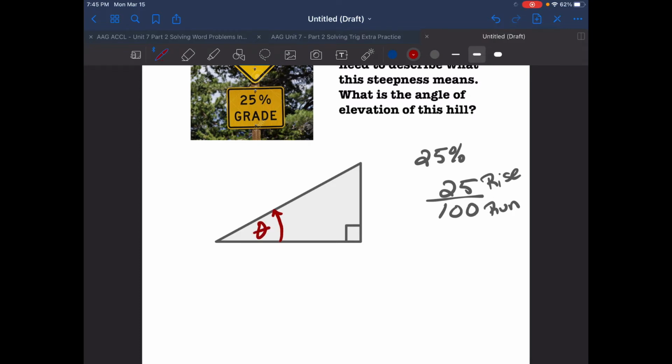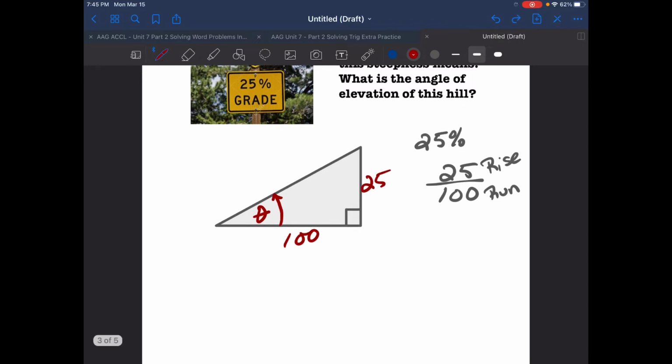So the rise will be 25 and the run will be 100, or some multiple of that. All right, it could be 250 and 1,000. It's the same equivalent fraction, but here, let's take this a step further. What is 25% or 25 out of 100? Isn't that 1/4? All right, we could also use 1 and 4. It would give us the same thing.